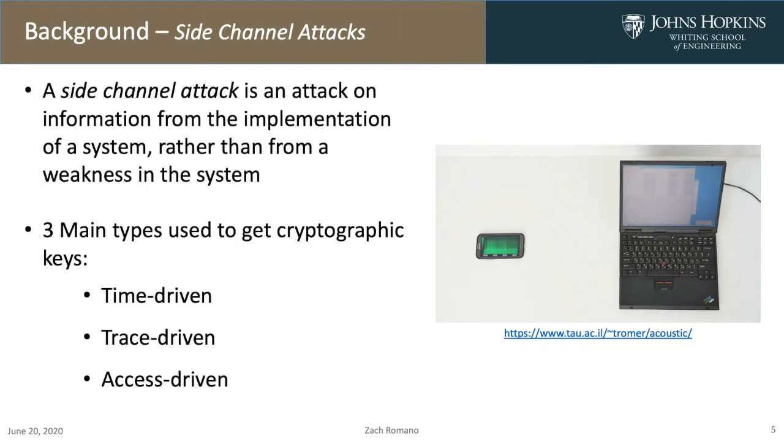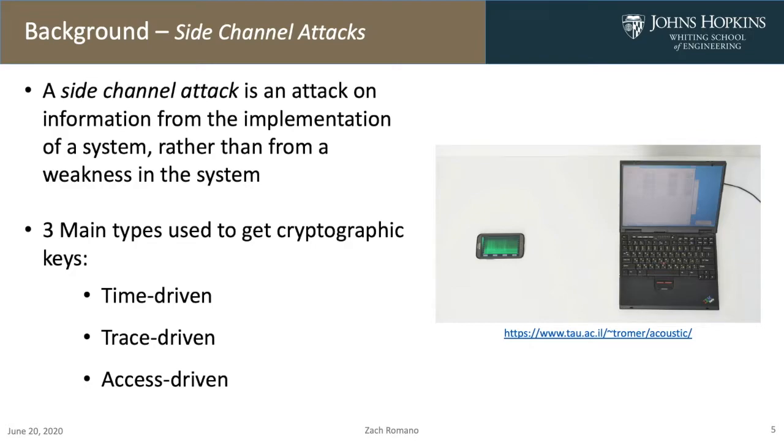So there are three main types of attacks used to get cryptographic keys. There are time-driven attacks, which are used when a cryptographic algorithm's execution time is dependent on the key. So you might think, if a key of 1 takes 1 second, a key of 2 takes 2 seconds. You can see how that could easily be used to deduce what the key is.